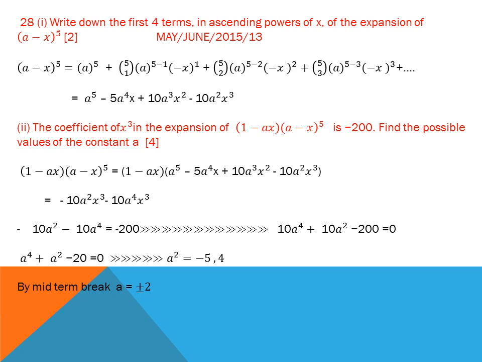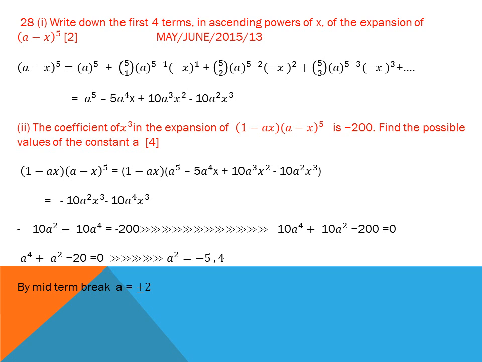The coefficient of x cube in the expansion of 1 minus ax times this is minus 200. Find the possible values of constant a. 1 minus ax is multiplied with this. I only take the terms including x cube here. When 1 is multiplied by minus 10a square x cube, it will become minus 10a square x cube, and then minus ax multiplied by the x square term 10a cube x square, it will become minus 10a power 4 x cube here.